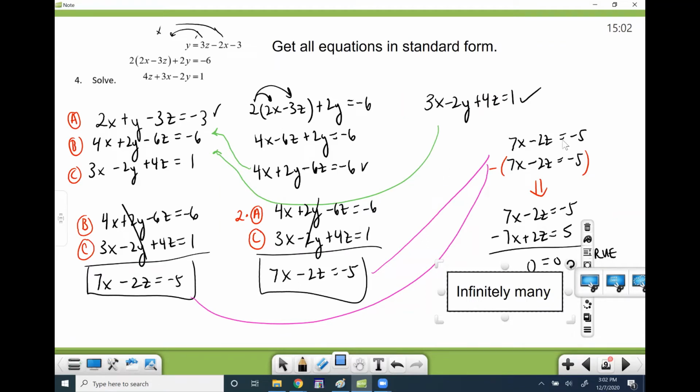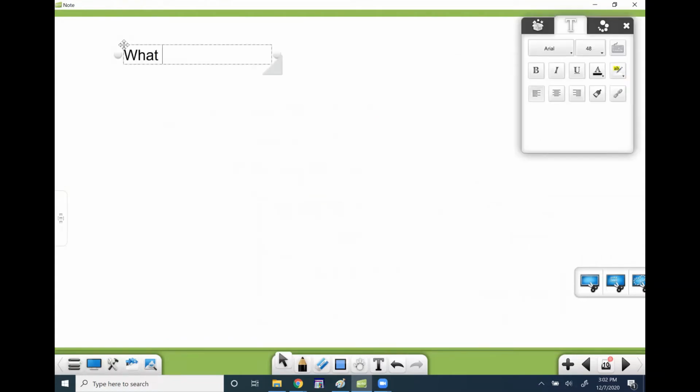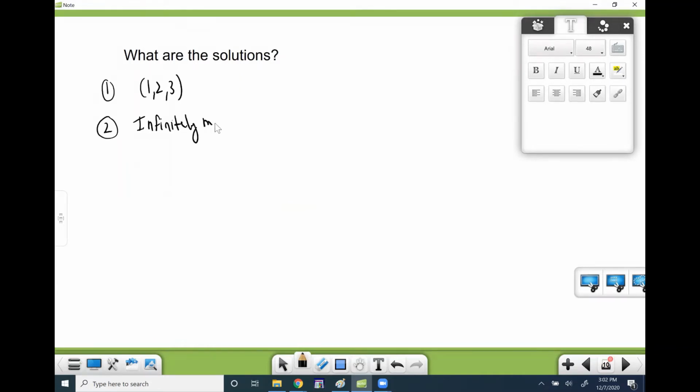Okay, so what I wanted to say was, if the directions say, what are the solutions? Then the answers that you want to give out are either a point, this could be one possibility, or you can say infinitely many and describe it. Or three, no solution.